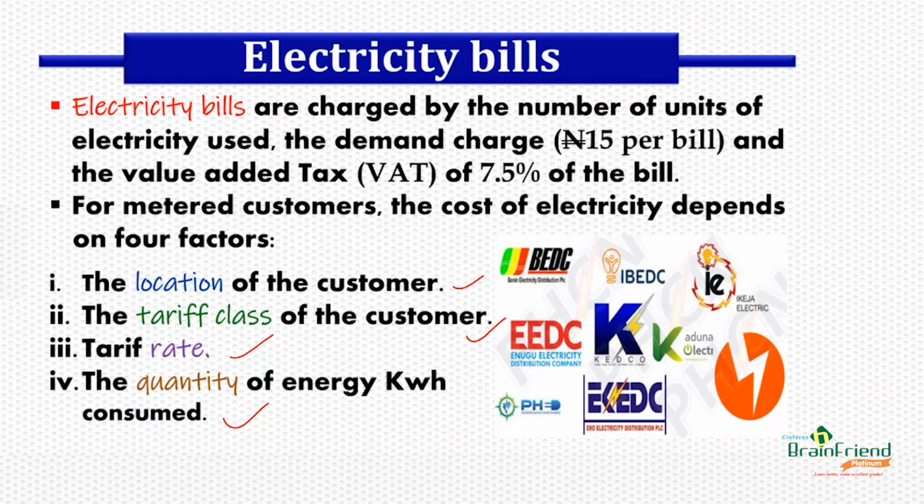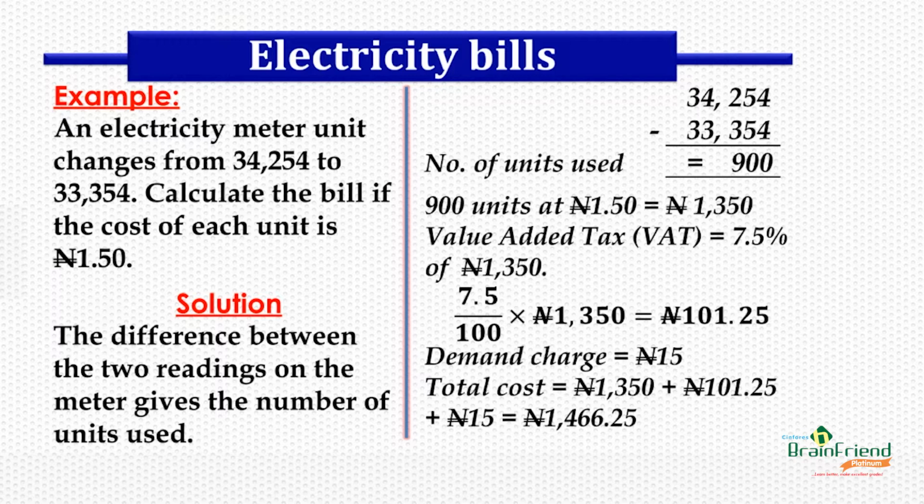Usually, there is a charge that is always placed on any electric bill, and that charge is called demand charge. Currently in Nigeria, it is 15 naira per bill, and as well, electric bills are VATable. So there is always a 7.5% VAT on electric bills. Let's see an example that explains how electric bills are calculated.